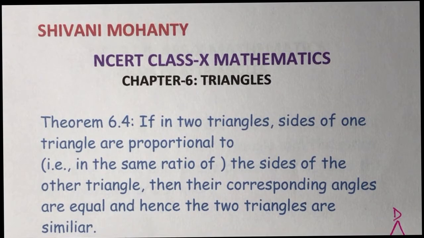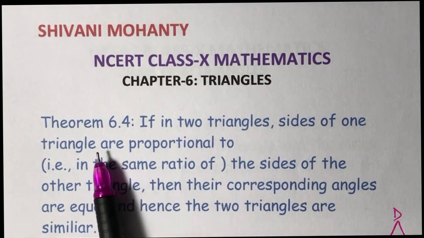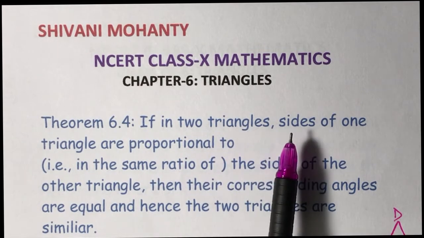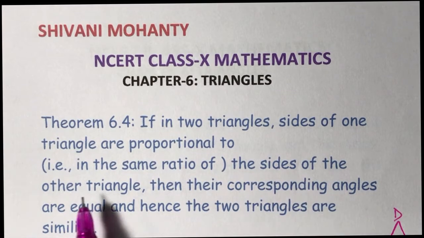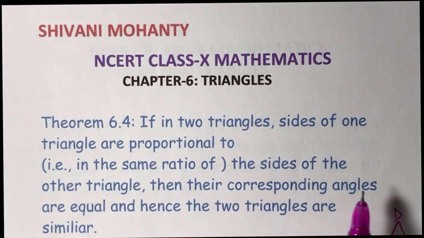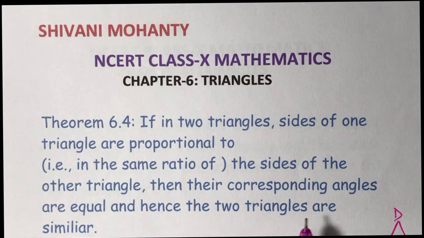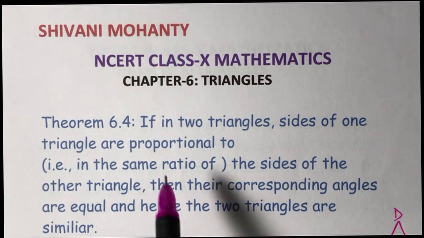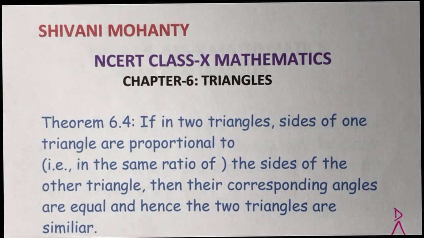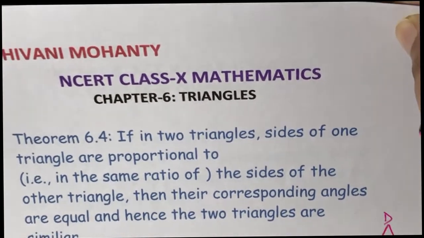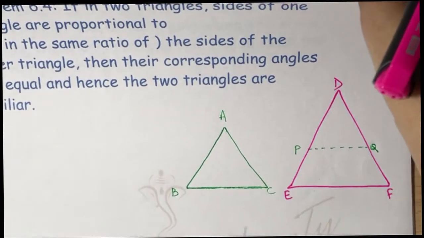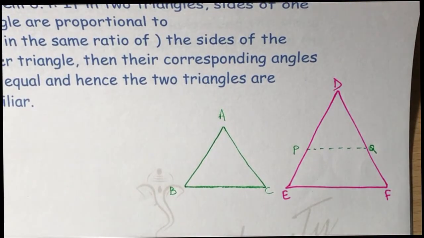So now let me read the theorem. It says that if in two triangles sides of one triangle are proportional to the sides of the other triangle, then their corresponding angles are equal and hence the two triangles are similar. For example, we have two triangles ABC and DEF. I have drawn two triangles ABC and DEF.